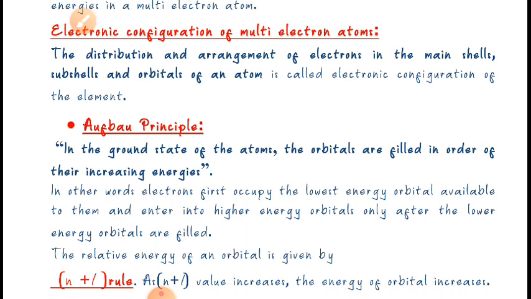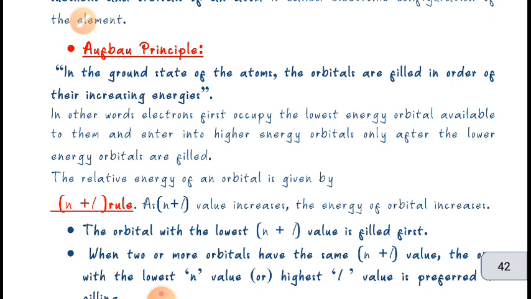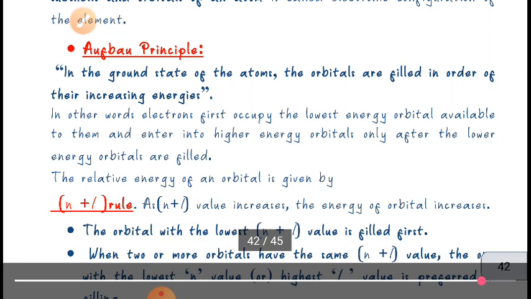If we are asked whether 2s, 4s or 3d will come first, at that time we will see the n plus l value. If the n plus l value is the same, then we will see the n value. If n is less, then we will give it the first place. After that, we will put the one whose n value is more. So I will give you an example, you can see here.